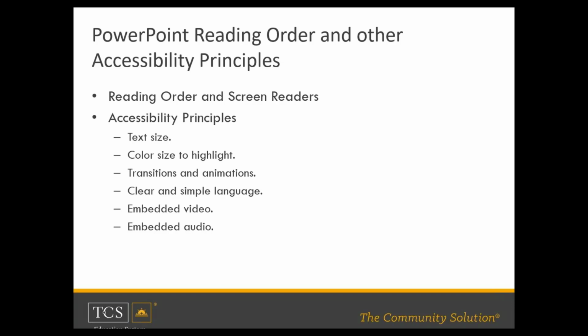So it's really important. In addition, you'll want to make sure that your text is not too small, especially if the presentation will be viewed on a projector. You do not want to use color as the only way to convey information. If you would like to highlight a certain phrase or word, then you'll want to use something else like underlining or italicizing. Also, transitions and animations should be simple. Complex or automatic transitions and animations can be distracting and may not always be read by a screen reader.